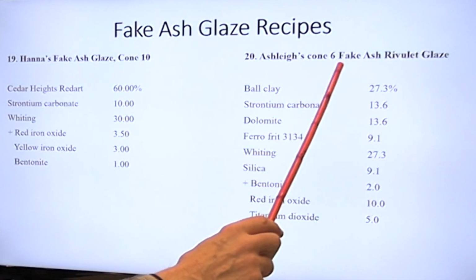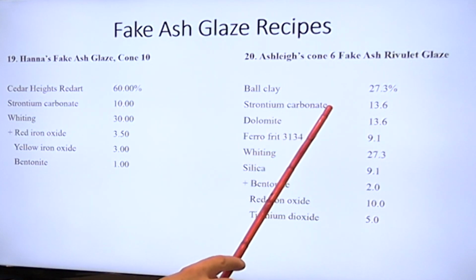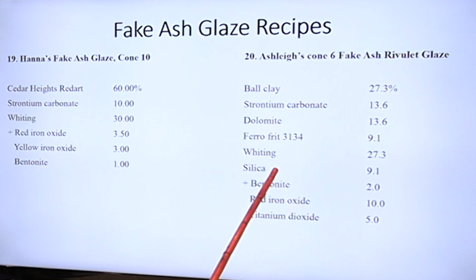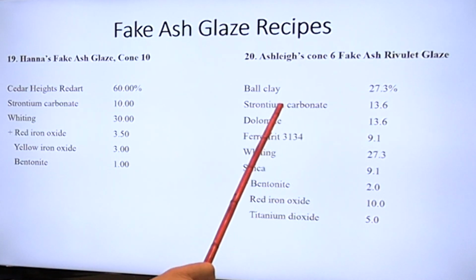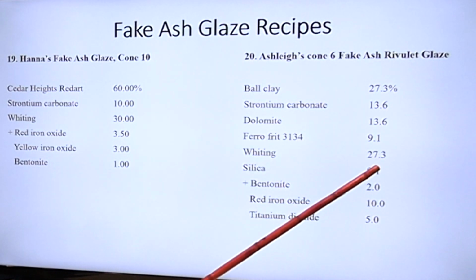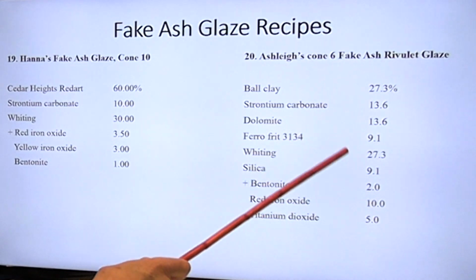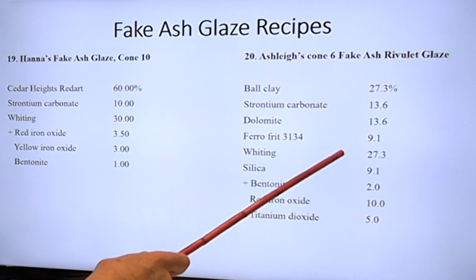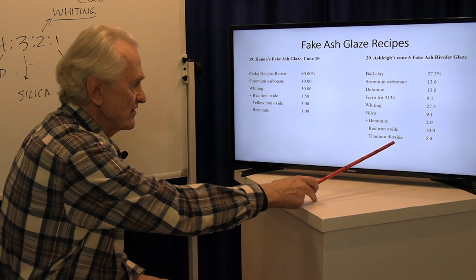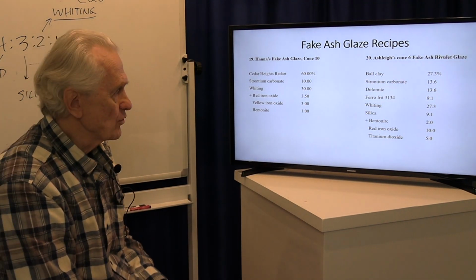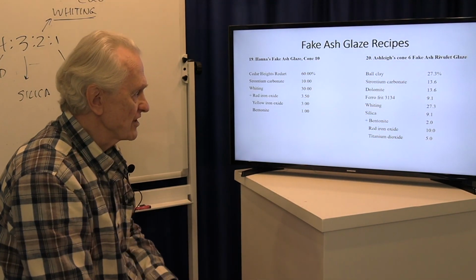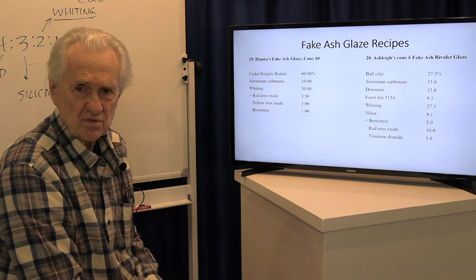And Ashley's Cone 6 fake ash rivulet glaze: ball clay, strontium, dolomite. Again, I've got a lot of clay, some silica, and four different kinds of flux: strontium carbonate, dolomite, Ferro frit 3134, so that's a low temperature frit. So we know that, and with all the other fluxes, this is going to be a low temperature and/or runny glaze. Bentonite, iron oxide, and titanium oxide. Titanium is in there as an opacifier. That's going to make it white, so with the combination of the red iron oxide and titanium, it's probably going to be sort of an opaque reddish brown.